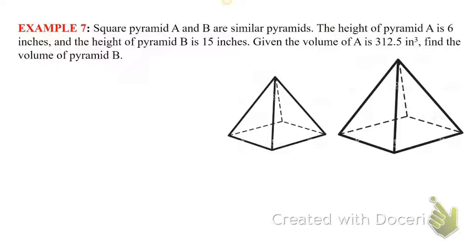Example 7. Square pyramid A and B are similar pyramids. The height of pyramid A is 6 inches and the height of pyramid B is 15 inches. Given the volume of A is 312.5 inches cubed, find the volume of pyramid B. Okay, so you can see that it says pyramid A is 6 inches high and pyramid B is 15 inches high. So if you want to label these figures, the one on the left would have to be A and the one on the right would have to be B.